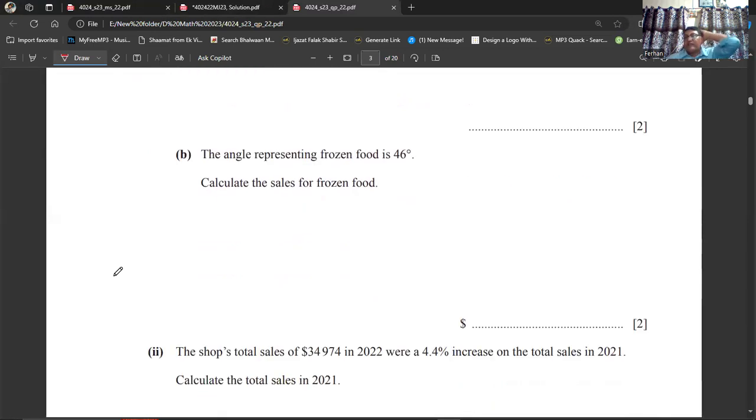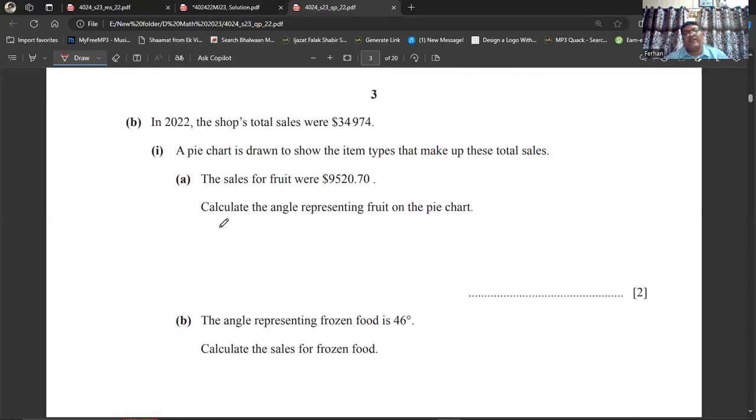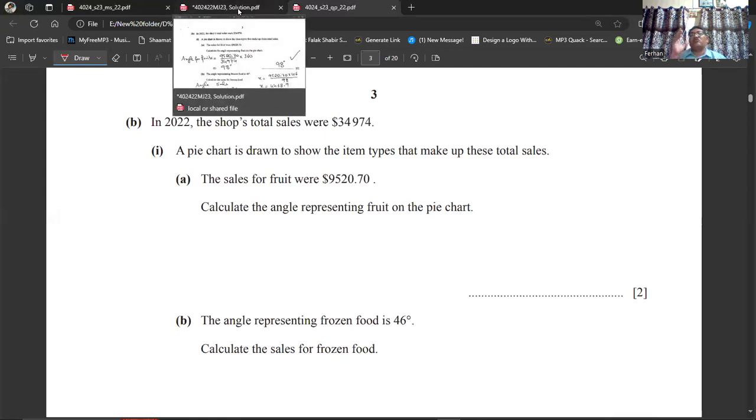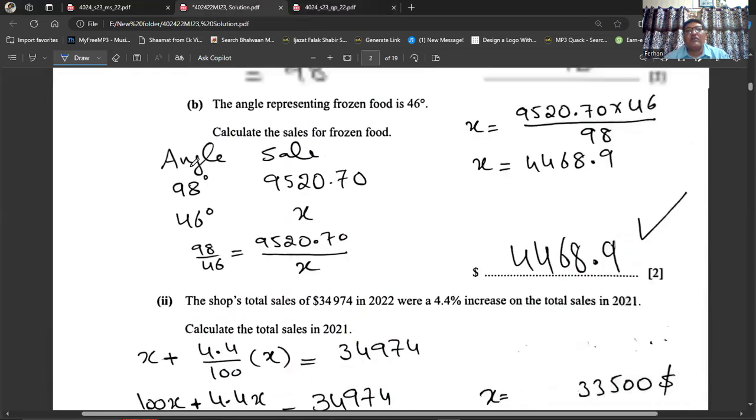The angle representing frozen food is 46 degrees. Calculate the sales for the frozen food. Okay. So we know that the angle which is representing the sale of the fruit is 98 degrees, and that means in money, it's $9,520.70. So I'm going to use the method of proportion.